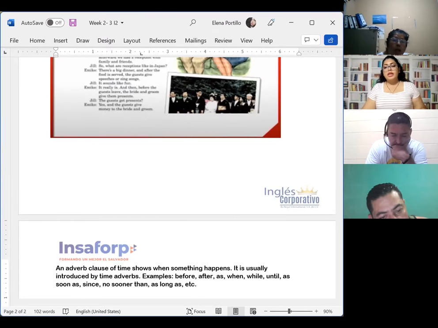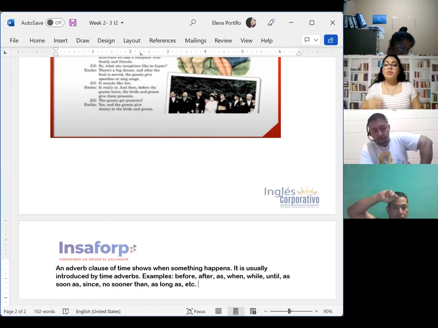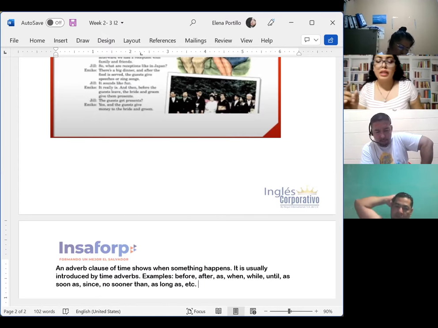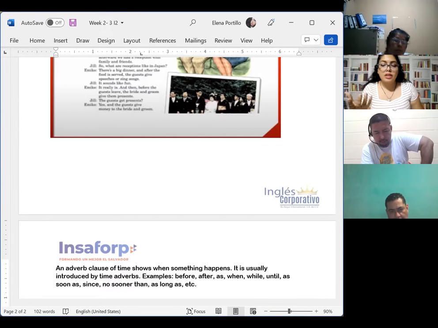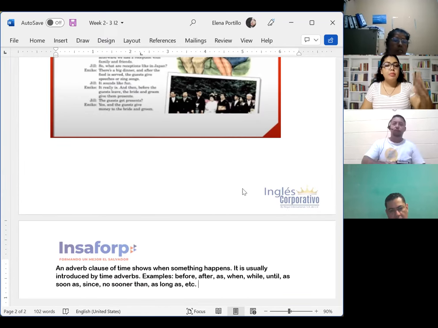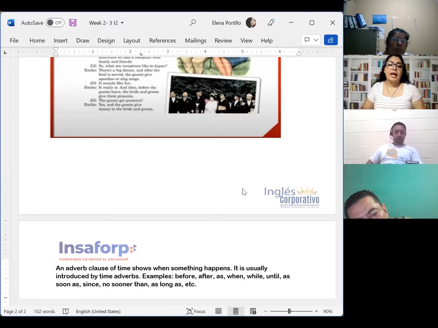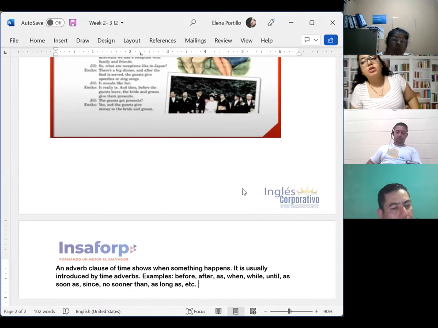So those words are adverbs, and they are talking about time. These words introduce the time adverbs. In this case, it is talking that something happens, and we use the adverbs in the clause. So, decíamos que los adverbios de tiempo nos muestran cuando algo pasó, y usualmente se introducen por las palabras estas, los adverbs of time. Que tenemos ahí los ejemplos: before, after, as, when, while, until, as soon as, since, no sooner than, as long as, and so many others.